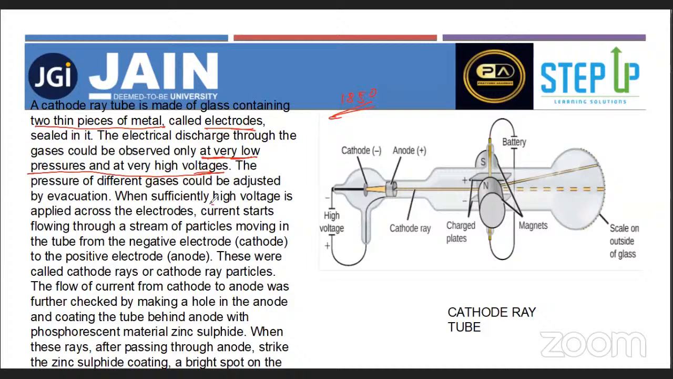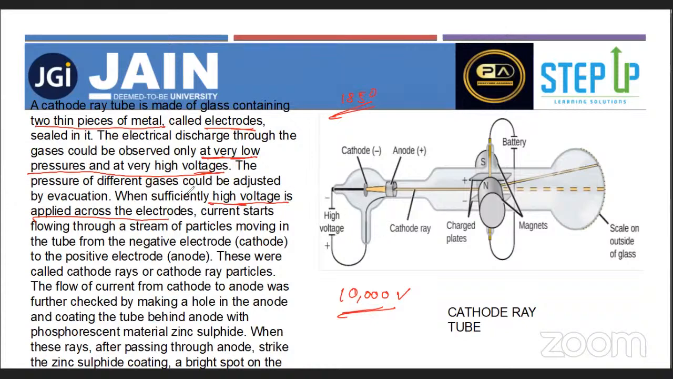Okay, when sufficiently high voltage is applied across the electrodes, how much will it be? It's around 10,000 volts. That much high voltage is applied to this. Current starts flowing because of the high voltage. There will be a potential difference, and when there is a potential difference, there will be a flow of current.